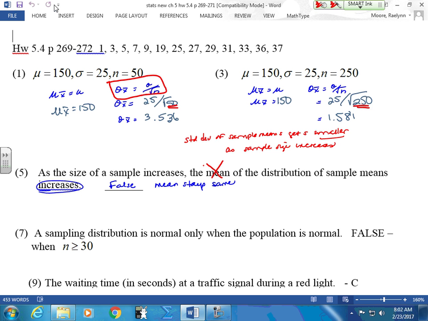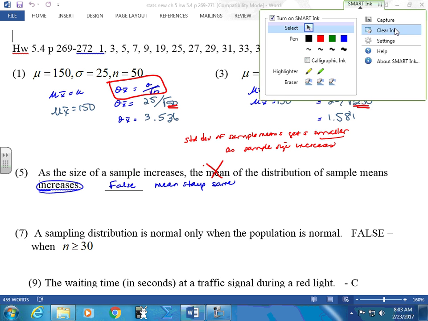A sampling distribution is normal only when the population is normal. That is one case, but if the sample size is greater than or equal to 30, that is the second case. So that had to be a false.